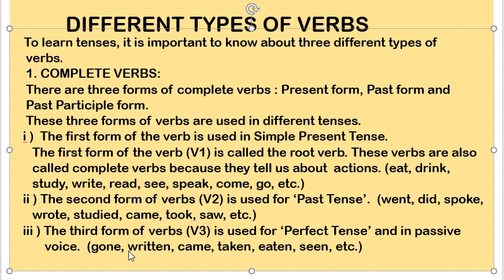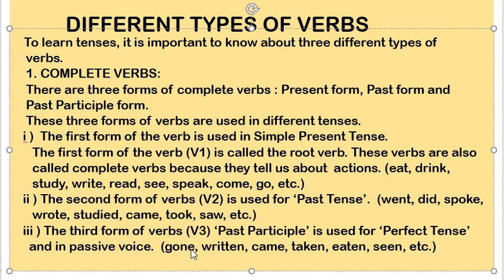Now let's see the third form of the verb, which is known as past participle. The past participle form of the verb is used for perfect tense. It is not only used in perfect tense, but we also use it whenever we write a statement in passive voice. So when you learn about active and passive voice, we'll deal with this aspect. So we have seen that all the three forms of verbs are very much necessary to understand tenses.